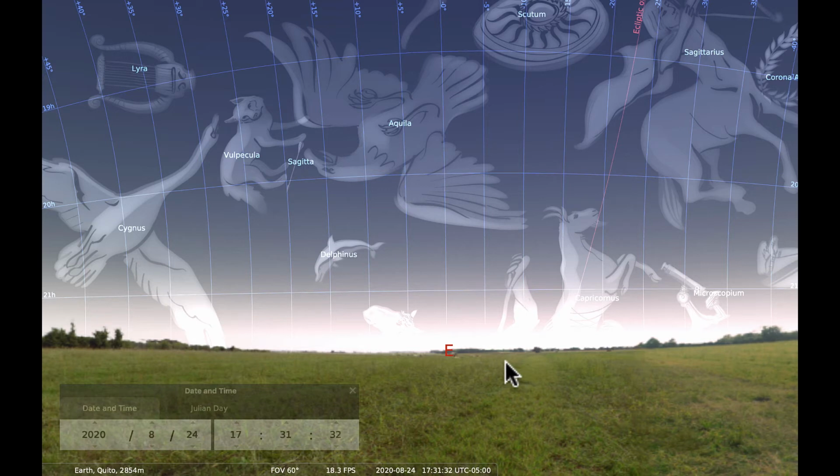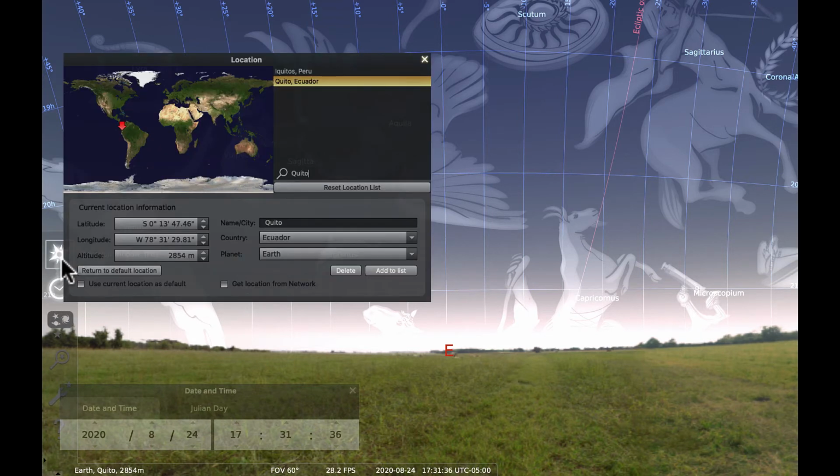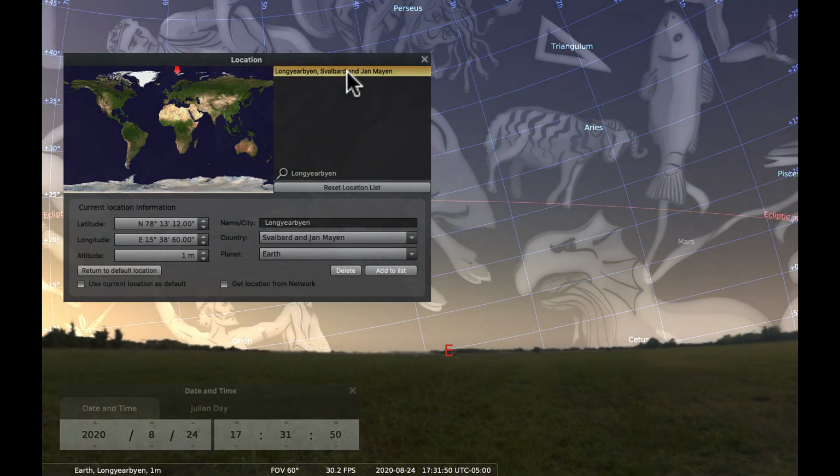Let's go to a different location. Instead of someplace on the equator, let's go to someplace very far to the north. Instead of Quito, Ecuador, let's go to the northernmost town in the world. This is a town called Longyearbyen in Svalbard. I think it's in Sweden. Is it in Sweden? I don't remember, but it's up in this archipelago up here. And that's the name of the town.